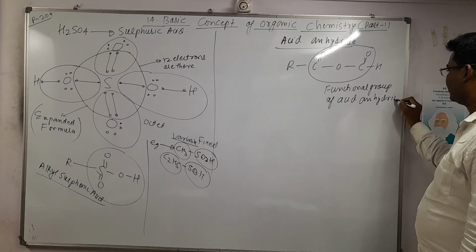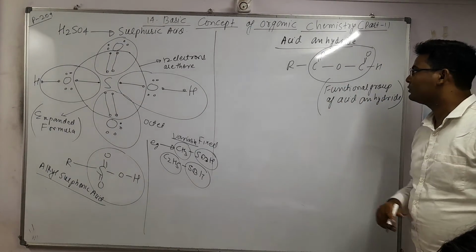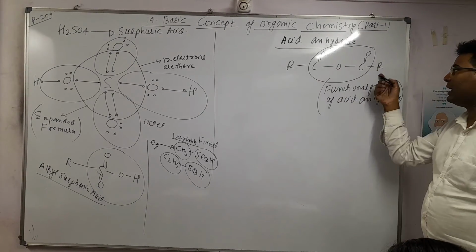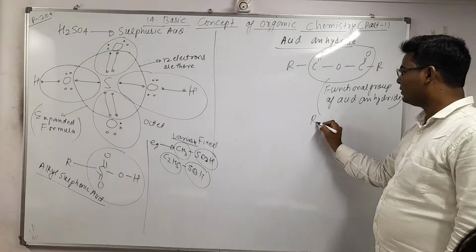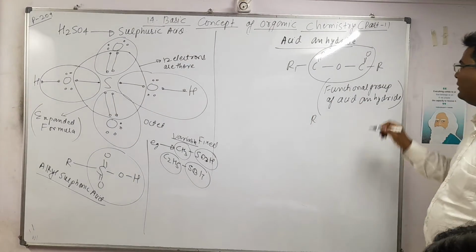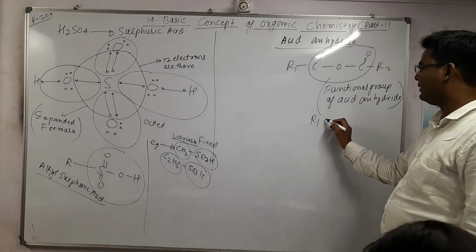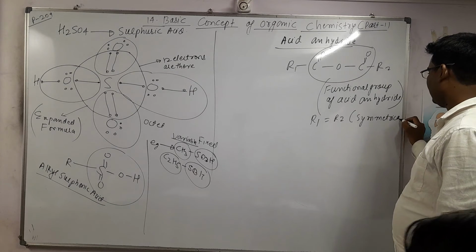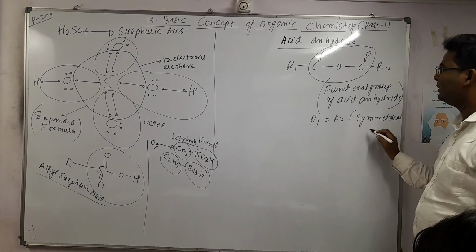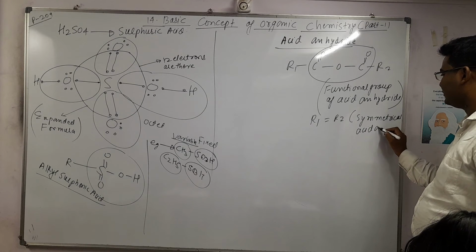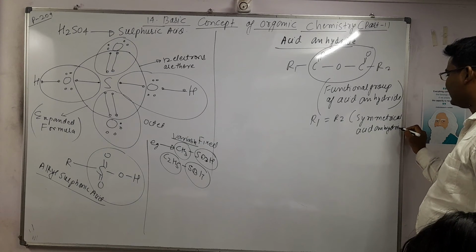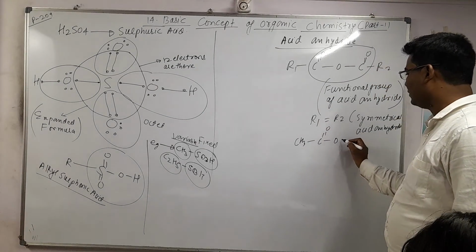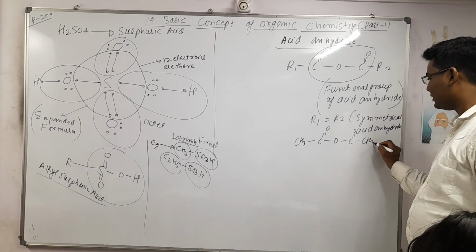Anhydride. So here R can also vary, right? This R and this R may be the same. Suppose I write them as R1 and R2. When R1 is equal to R2, that is called a symmetrical acid anhydride. Its example is CH3, C double bond O, O, C double bond O, CH3.